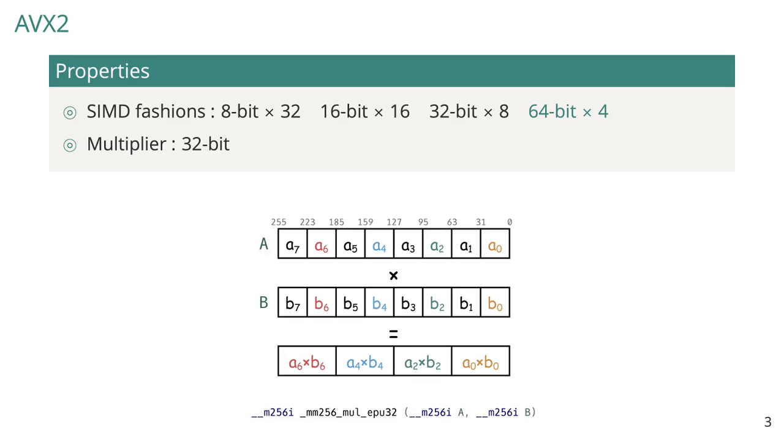In this work, we take advantage of AVX2. AVX2 supports several SIMD fashions for packed integer instructions by its 256-bit registers. In our work, we choose to operate on four 64-bit elements, but the multiplier of AVX2 is 32-bit. In detail, the related AVX2 vector multiplication instruction is shown here. It only multiplies the lower 32 bits of each 64-bit element and generates four 64-bit products.